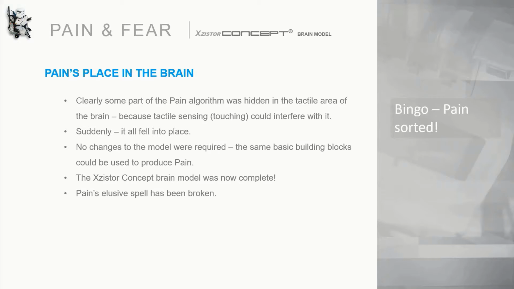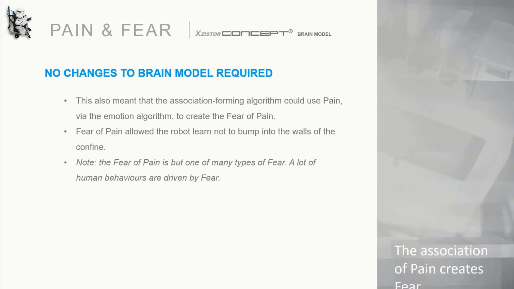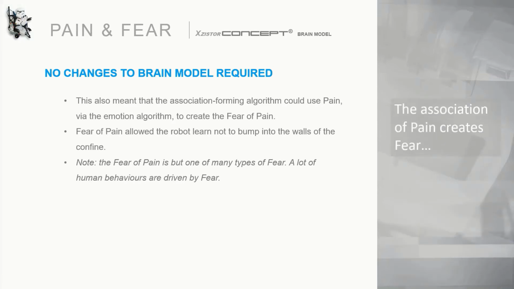So now the Xzistor concept brain model was complete, and pain's elusive spell was broken. Like I said, it took me 2 years after I had developed the whole model to find out how pain worked, and in the end it was a very simple solution: to just use the existing concept as it was, and add an algorithm along the same lines of all the other algorithms. So we say no changes to the brain model were required.